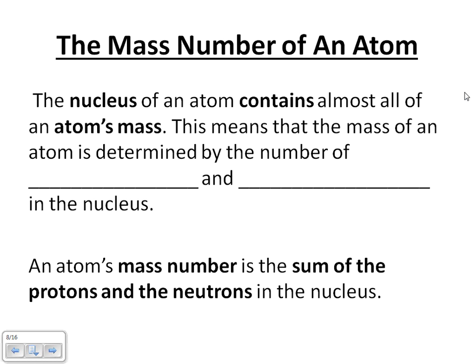Okay, let's finish up some notes here. The mass number of an atom. The nucleus of an atom, we already said, contains your protons and neutrons. That is almost all of the atom's mass. This means that the mass of an atom is determined by the number of protons and neutrons in the nucleus. We don't consider electrons because remember the mass of an electron was very, very small, so we don't really take it into account. So the atom's mass number is the sum of the protons and neutrons. So protons plus neutrons equals the mass.